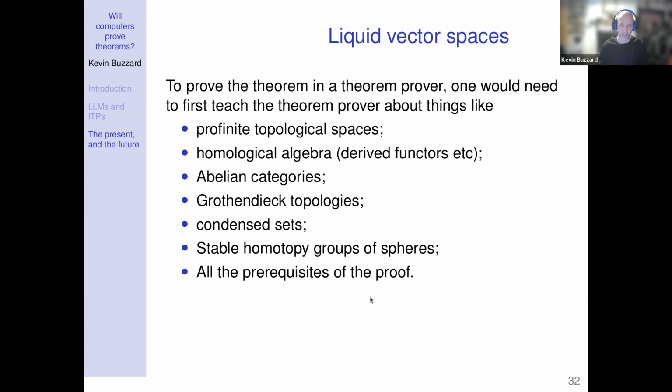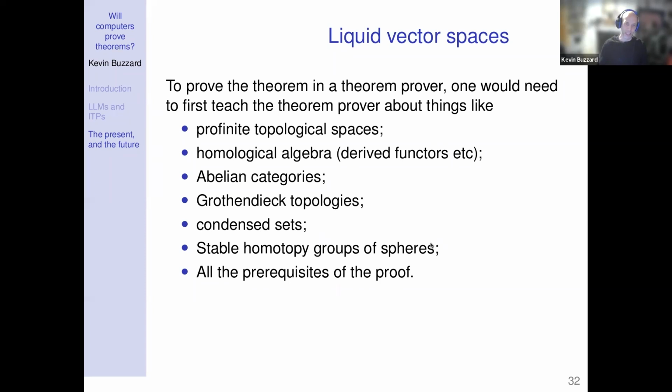And so now this was a genuine challenge, because we were going to have to make a lot of things. We were going to have to teach Lean, or whichever theorem prover we used, a lot about homological algebra and a lot about these condensed sets, these new things. Abelian categories and Grothendieck topologies have been around since the 60s, but condensed sets were very new.